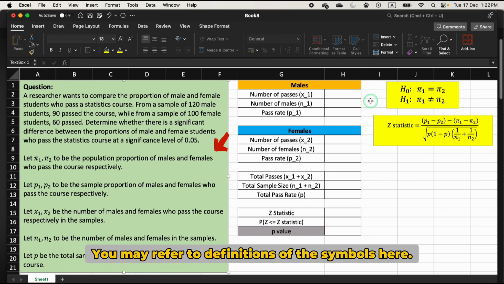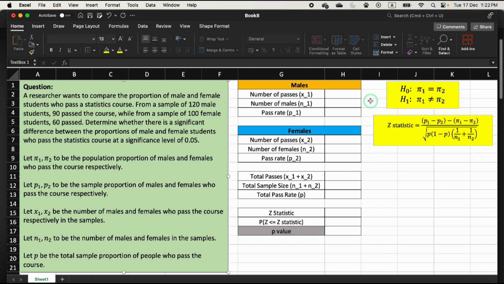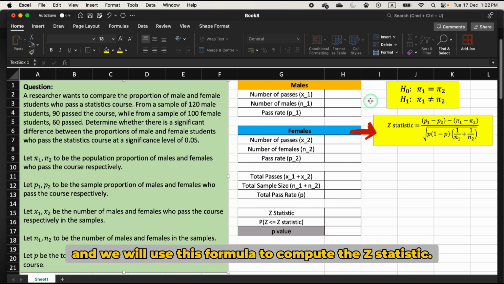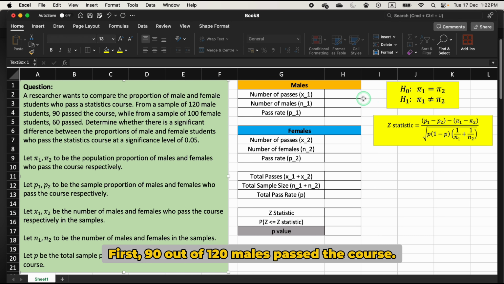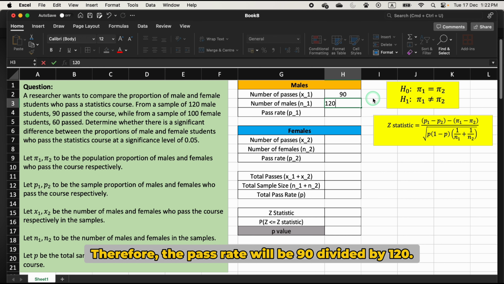You may refer to definitions of the symbols here. A two-tailed test is set up, and we will use this formula to compute the z-statistic. Let's start. First, 90 out of 120 males pass the course. Therefore, the pass rate will be 90 divided by 120.